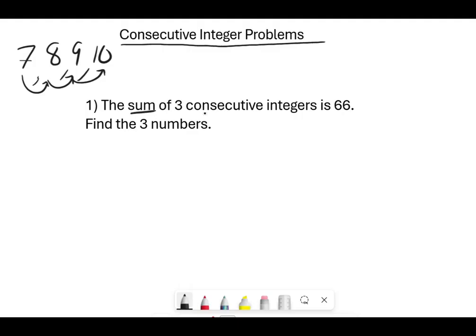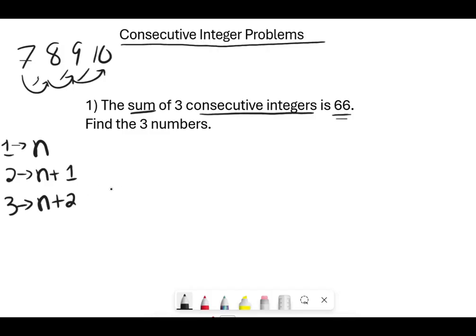The sum of 3 consecutive integers is 66. Well, the first thing we should do is try to identify our consecutive integers. There's 3 of them. Now, we don't know what the actual numbers are yet. So let's call the first consecutive integer n. If that's the case for the first one, the second one must be 1 more. So n plus 1, and the third one will be n plus 2, because consecutive integers differ by 1 every time. Now we can set up an equation.